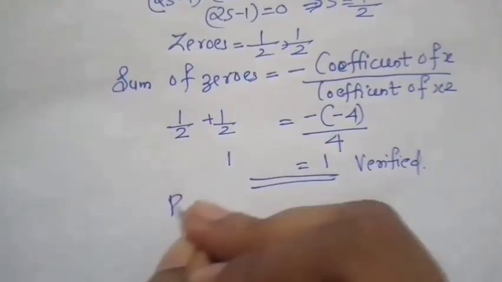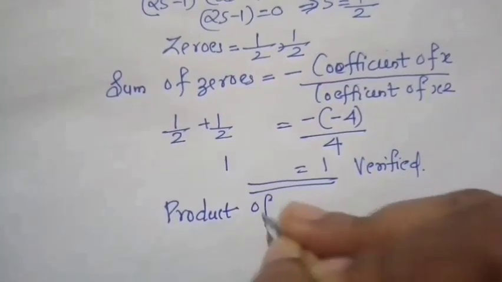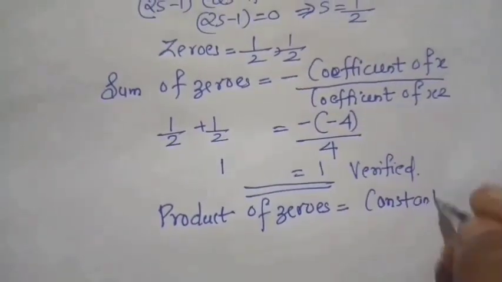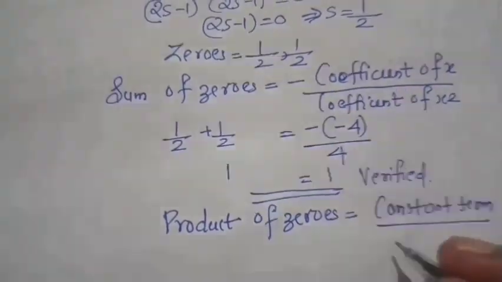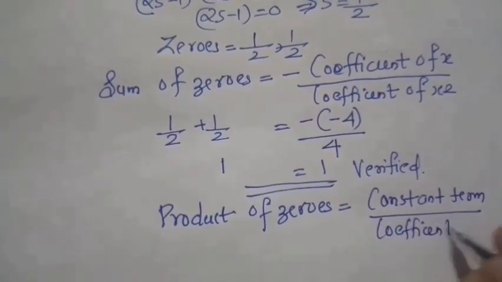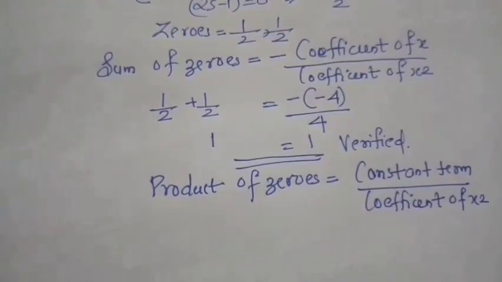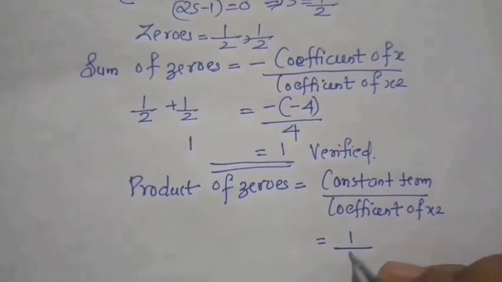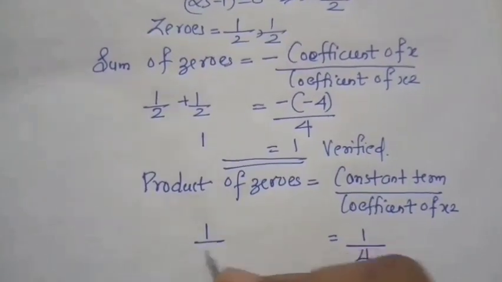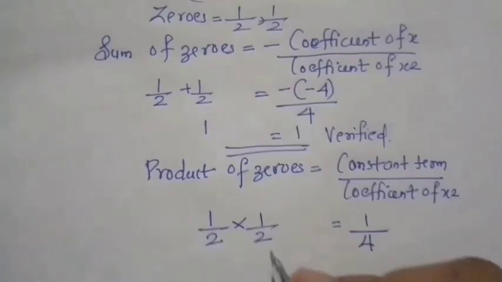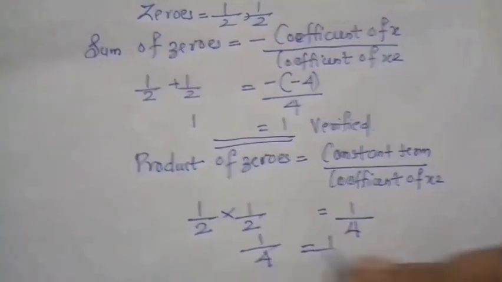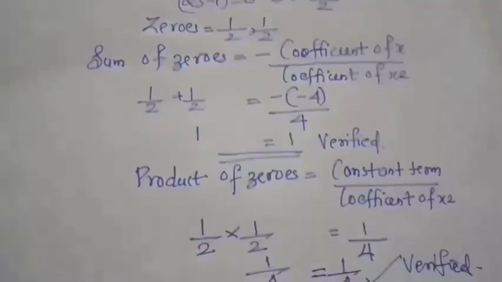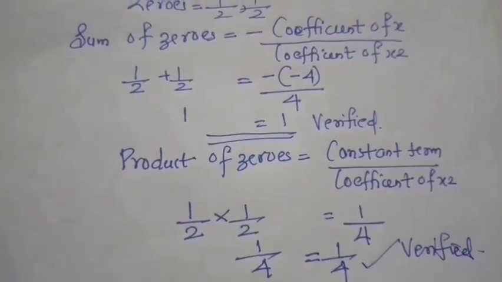Next, what is the next one? Product of zeros is equal to constant term divided by coefficient of x square. What is the constant term here? Look at the question. Constant term is 1. What is the coefficient of x square? 4. Next, product of zeros, that is 1 by 2 into 1 by 2. That will again give you 1 by 4. So 1 by 4 equal to 1 by 4. That means the second relation is also verified here. Now moving on to the third question.